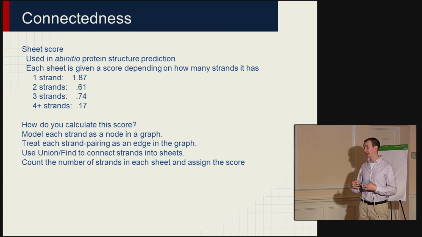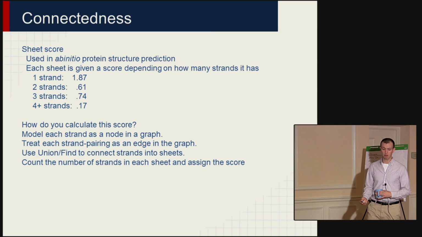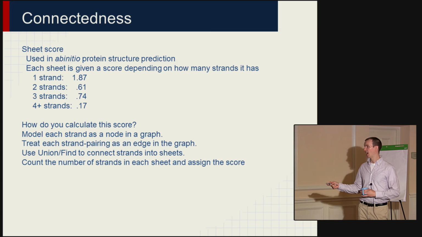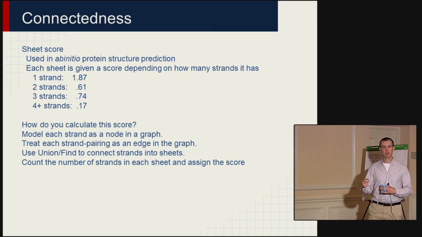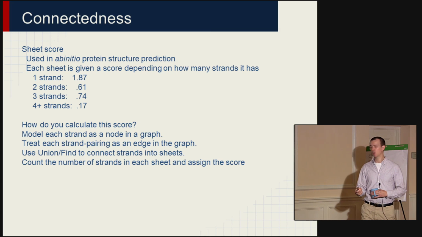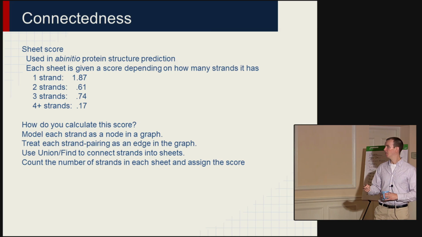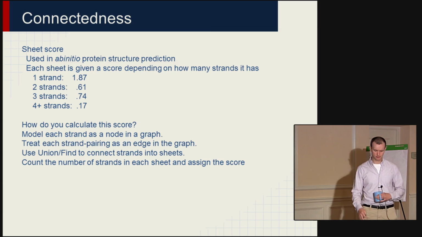And so you might reasonably ask, how would you go about calculating this score? The way I've re-implemented it is to model each strand as a node in a graph. And then if you have a list of strand pairings, that is, strand 5 is paired with strand 7, you can treat that as an edge in the graph and use the union find algorithm to say that now 5 and 7 must belong to the same sheet. So you connect strands into sheets, and then you count the number of strands in each sheet, and you assign a score. Summing up, you iterate across each strand, and you count the number of other strands in the same sheet with that strand, making sure to count each sheet only once. And then you add up this penalty accordingly, for each sheet.